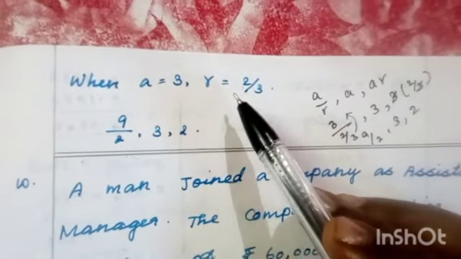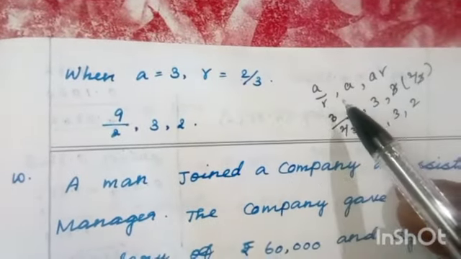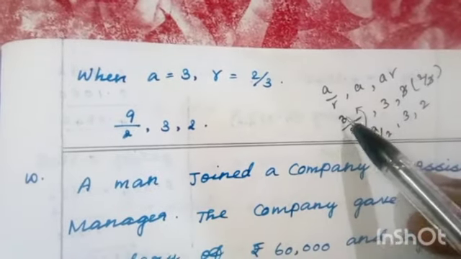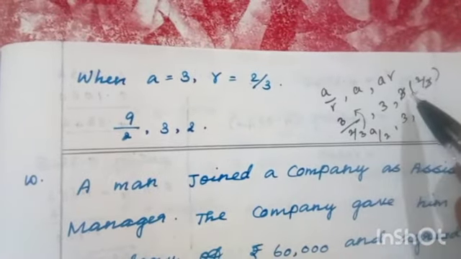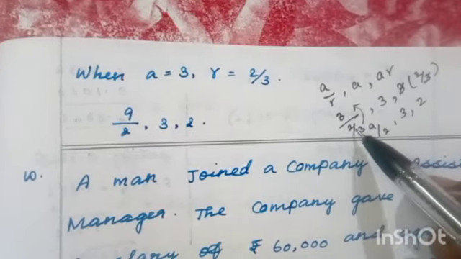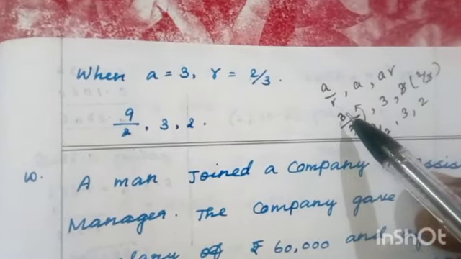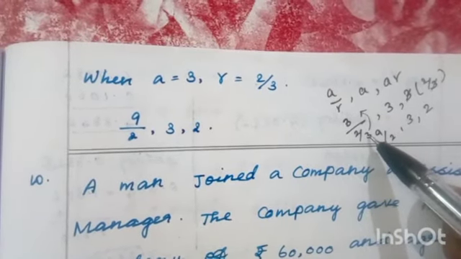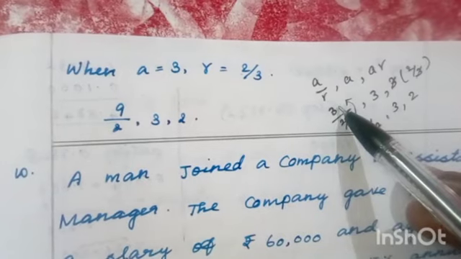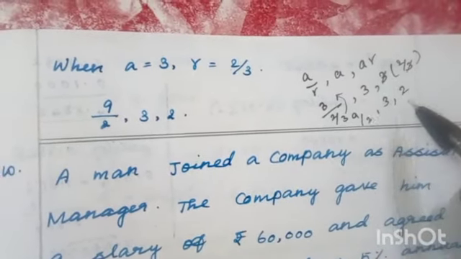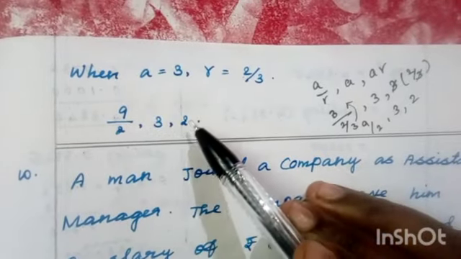When a equals 3 and r equals 2 by 3, the three terms are a by r, a, a r. Substitute the values: 3 by 2 by 3, and 3 into 2 by 3. The denominator is a fraction, so take the reciprocal; this 3 moves to the numerator. So 3 3s are 9, giving 9 by 2, 3, and 3 3 cancel, 2. So the terms are 9 by 2, 3, 2.